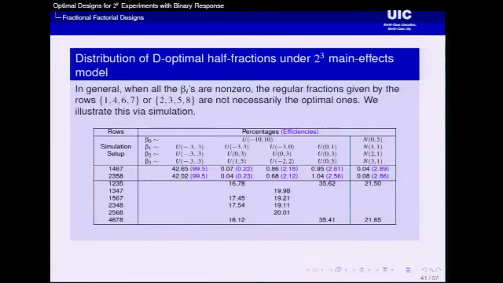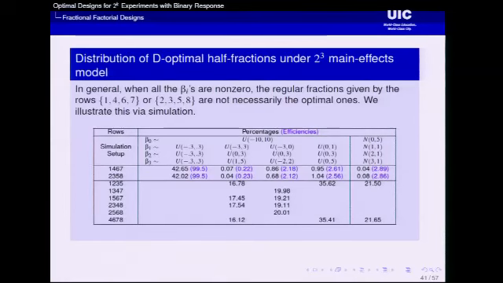And here is a simulation that we ran, and this simulation gives you the percentage of times where for the 2-cubed, these are the 2 regular fractions. 1, 4, and 6, 7 is just the first, 4th, 6th, and 7th rows of the X matrix that I had shown you. That's 1 regular fraction. This is another regular fraction.